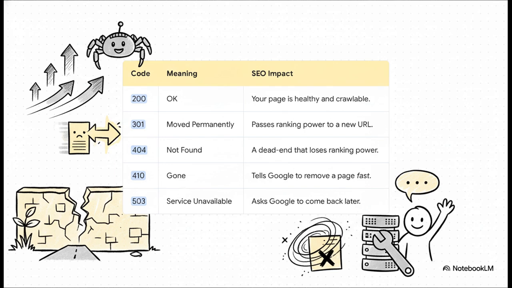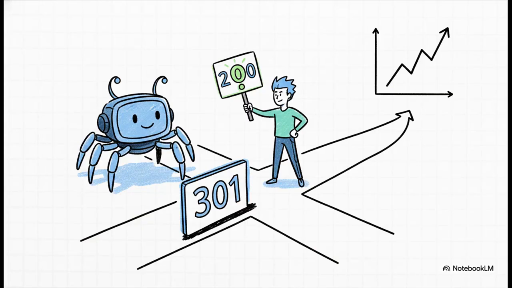But a 410, that's even more serious. It says, this page is gone forever, remove it from your index immediately. And a 503 politely tells Google, we're having some temporary issues, please come back later, which can actually save your rankings during server maintenance. So the crucial point is this. Knowing this language isn't just some technical skill, it's a strategic one. By using the correct status codes, you are giving clear, direct commands to search engines about how to handle your content. And that directly impacts how visible your website is to the rest of the world.